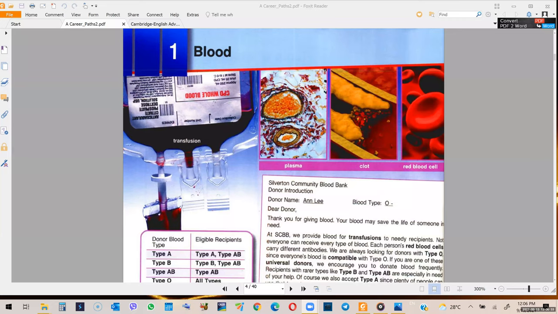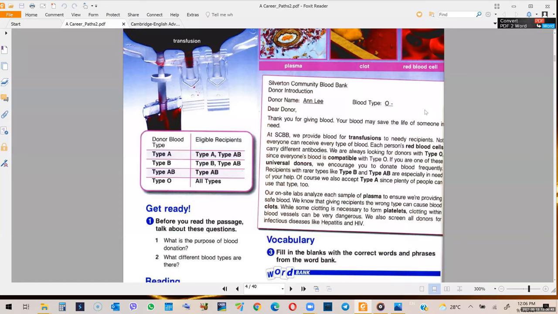Now let's start with the class. As usual, we start with reading. And in reading, I'm going to start reading from here. So we are going to start talking about Silverton Community Blood Bank. The passage talks about a blood bank, this blood bank called Silverton Community.